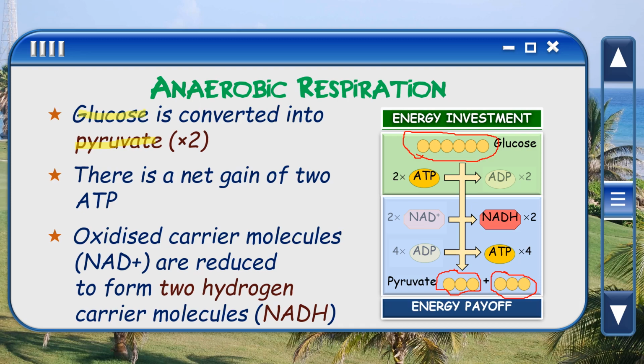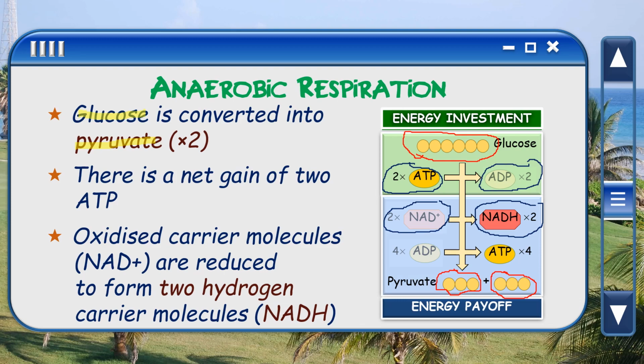Here you can see that we have 2 ATP. We produce 2 ATP during glycolysis, and then the oxidized carrier molecules, NAD plus, are reduced to 2 hydrogen carrier molecules. You can also see here that we have 2 oxidized carrier molecules, and they will end up producing 2 hydrogen carrier molecules. If you look very carefully, you will see that we are also using ATP here. We use 2 ATP molecules to get 2 ADP molecules.